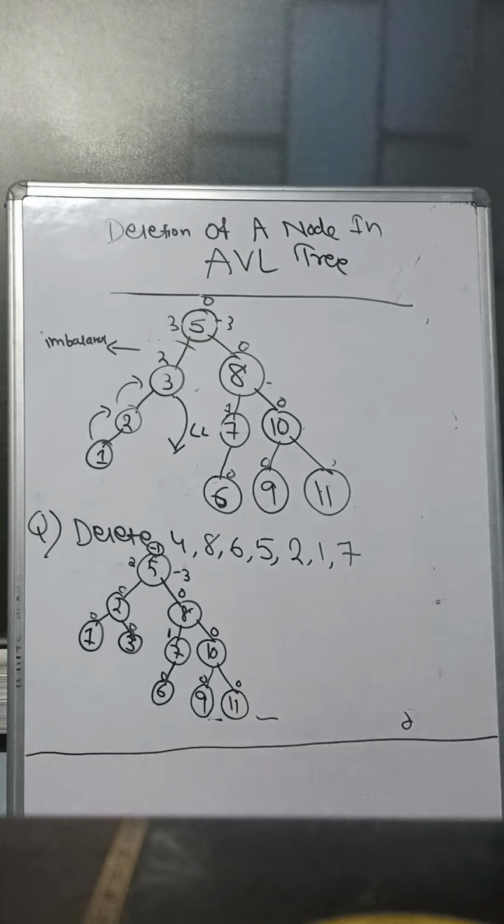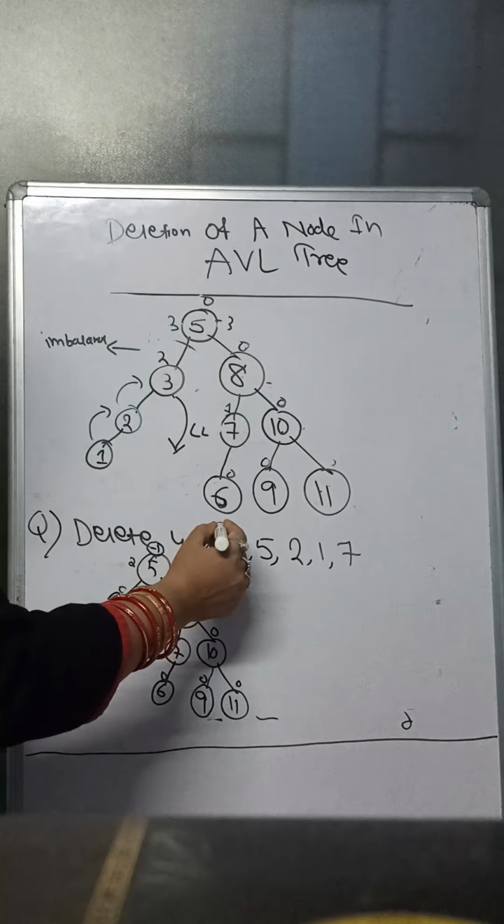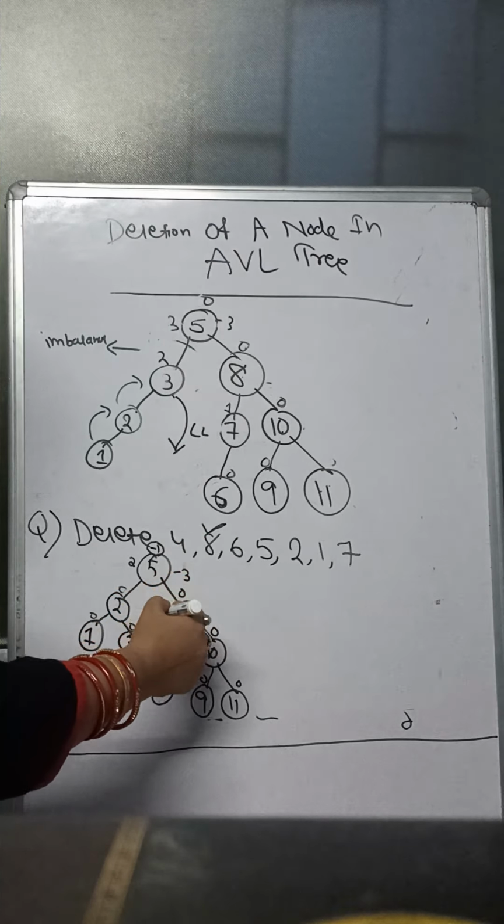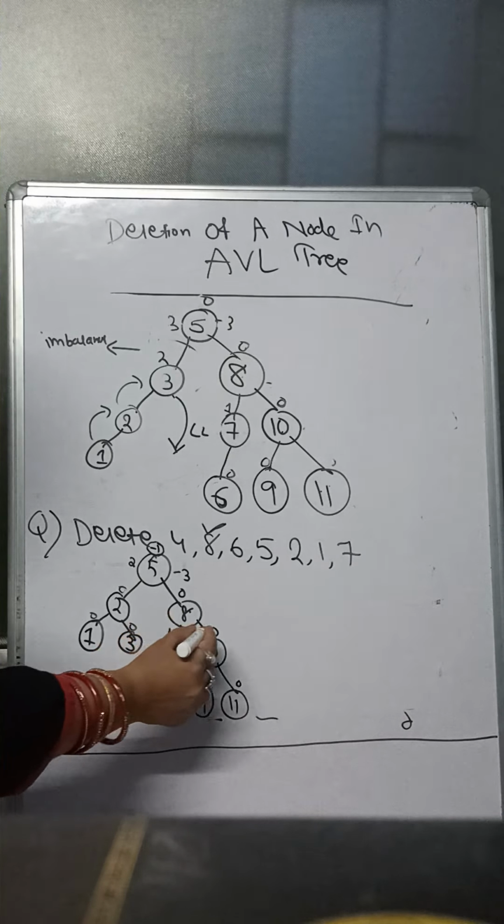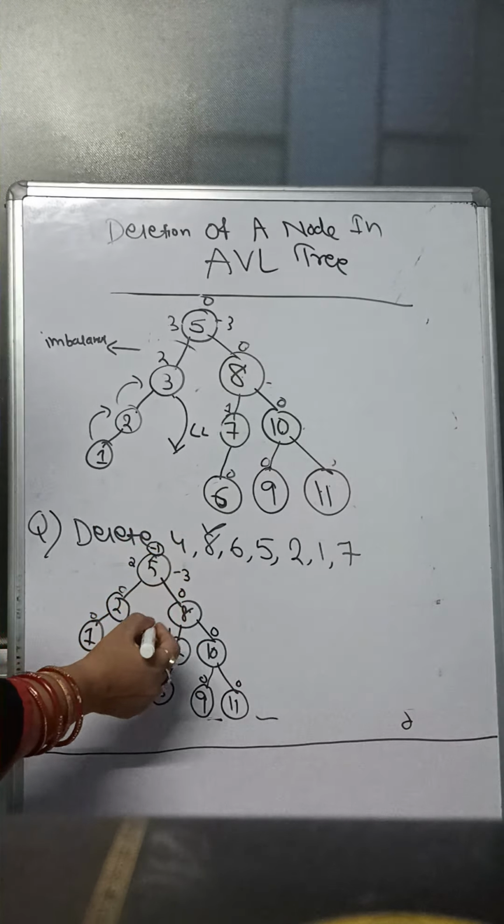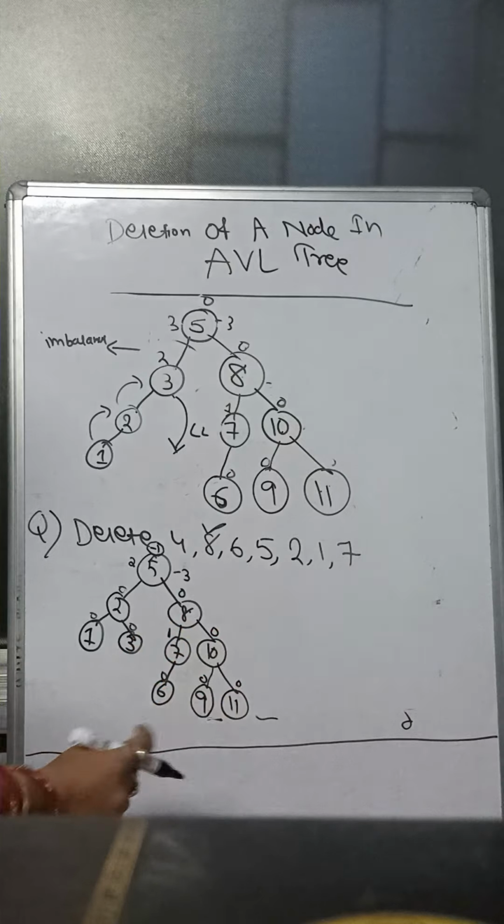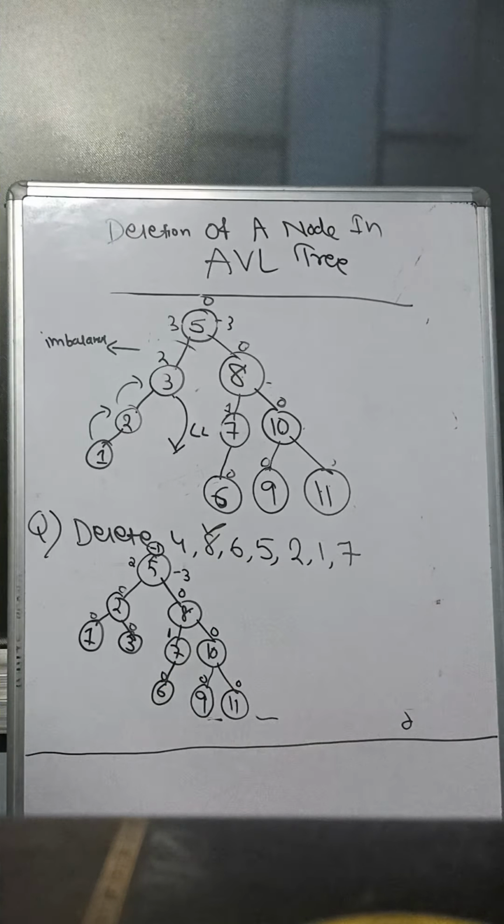Okay, then I have to delete. Next one is your 8. So here notice 8 is the most important part, because it has some left subtree and right subtree. The left subtree contains 2 nodes and the right subtree contains your 3 nodes. So when I have to delete 8, then I have to think which node will take 8's place.